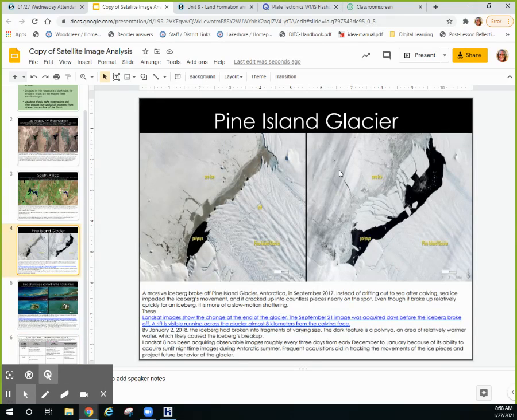Our next satellite image is going to be Pine Island Glacier. Again, we're going to start off by observing our images and reading the text to support, and then we will go fill in our table.